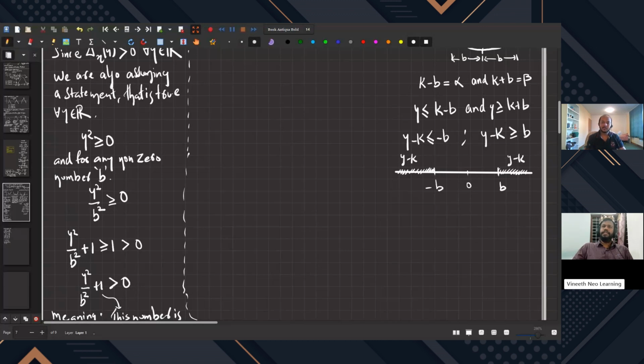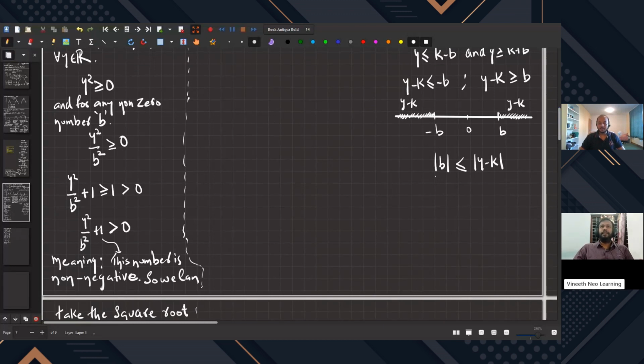You can first write that the absolute value of b is always less than the absolute value of y minus k. Then we can square it. The other approach is more intuitive and straightforward. Absolute values are always positive. If an inequality involves two positive numbers, like 2 is less than 3, then 2 squared will always be less than 3 squared.